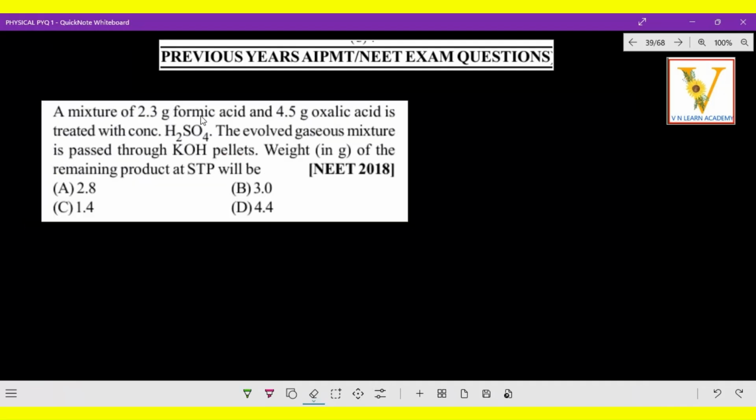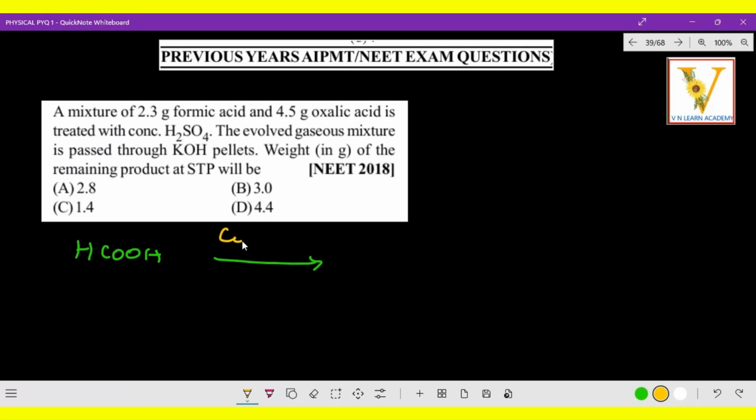3 gram of formic acid and 4.5 gram of oxalic acid is treated with concentrated H2SO4. The evolved gaseous mixture is passed through KOH pellets, weight in gram of the remaining product at STP. Actually, let us write that equation so that it will be easy for us to analyze this question. Now, formic acid, HCOOH, right? So, HCOOH. It is treated with what it is?